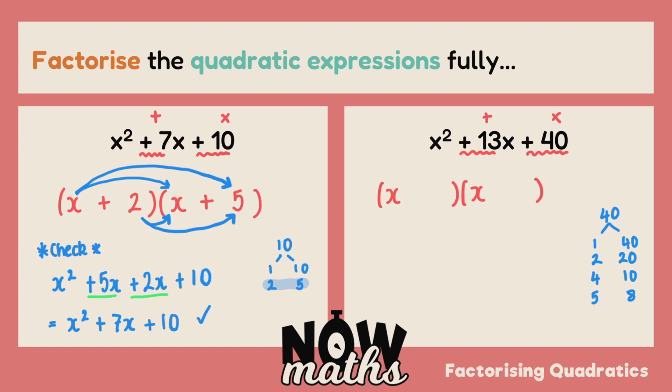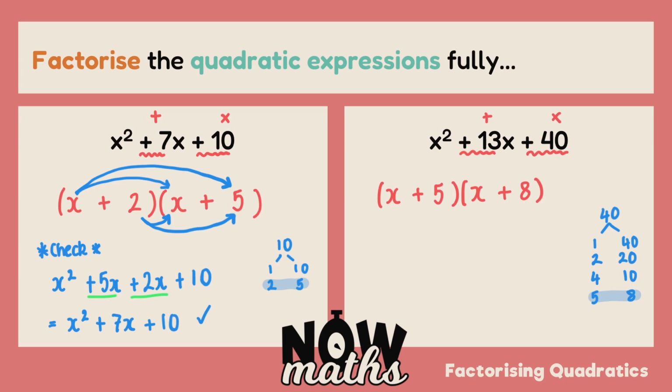Out of all of our pairs, the only pair that add to make 13 is 5 and 8. So in the ends of our brackets, we write 5 in one and 8 in the other, and since 5 and 8 are both positive numbers, we put a plus in the front of each, and this is our final factorisation.